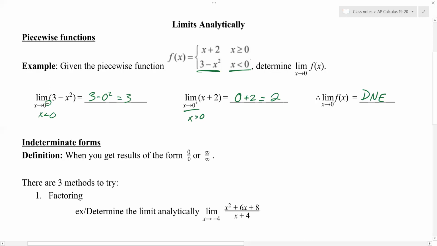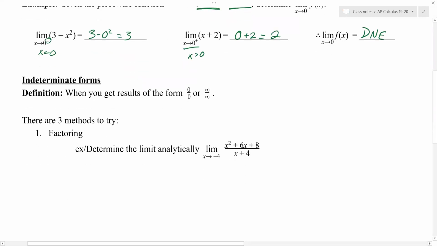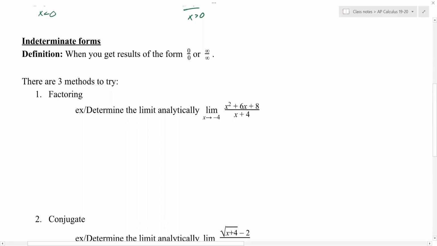Now, in some cases, you might have noticed that we get results of the form 0 over 0 or infinity over infinity. That is called indeterminate. If we have an indeterminate form, we have to do some algebraic manipulation to try and figure out what it will be. One method to try is factoring. So first, we always want to try and plug in our values.